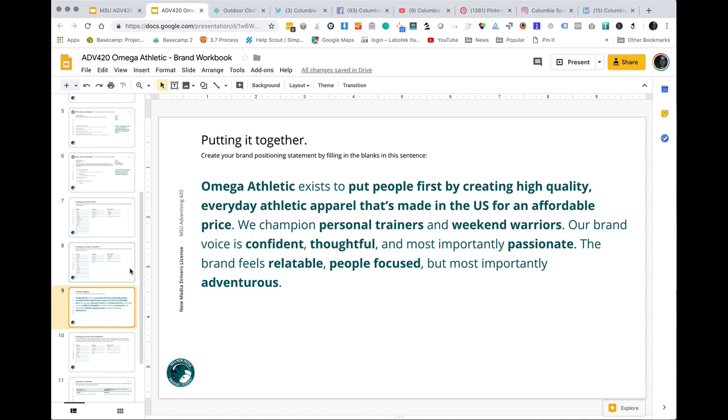So in our case, Omega Athletic exists to put people first by creating high quality, everyday athletic apparel that's made in the US for an affordable price. We champion personal trainers and weekend warriors, the idea being people who exercise really hard on the weekend, but they don't really do it during the week. Our brand voice is confident, thoughtful, and most importantly, passionate. The brand feels relatable, people-focused, but most importantly, adventurous.